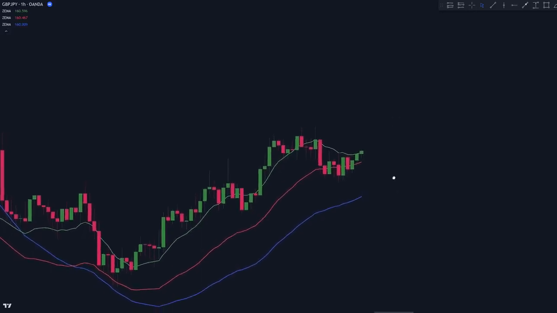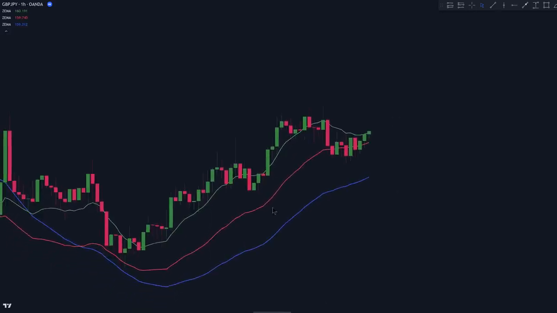So to take a long trade, first we want to make sure that these lines are spread further apart like this, with the blue one at the bottom, the red one in the center, and the green one at the top. This basically indicates a strong bullish trend.